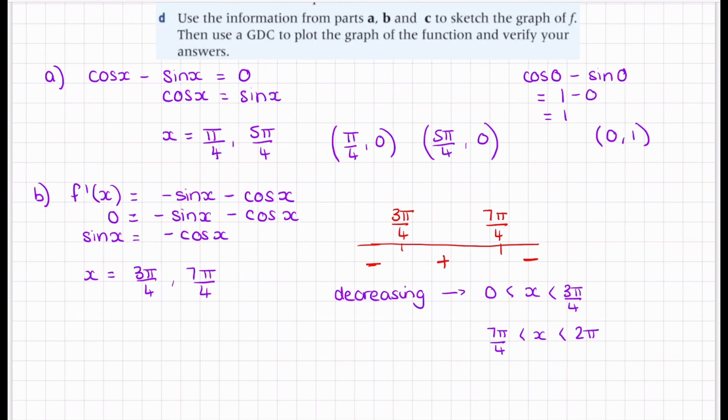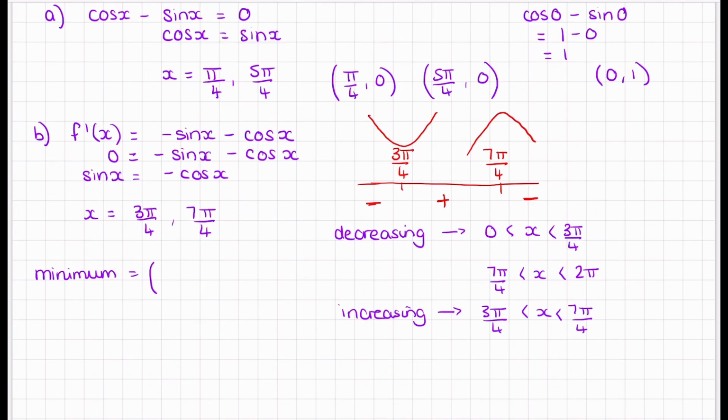So we have to write it that way because the question tells us our domain is between 0 and 2 pi. And then it is increasing between 3 pi on 4 and 7 pi on 4. And if we think about where our maximums and minimums are, if it's decreasing and then increasing, so 3 pi on 4 will be a minimum, and then 7 pi on 4 is increasing before that and then decreasing, so that will be the maximum.